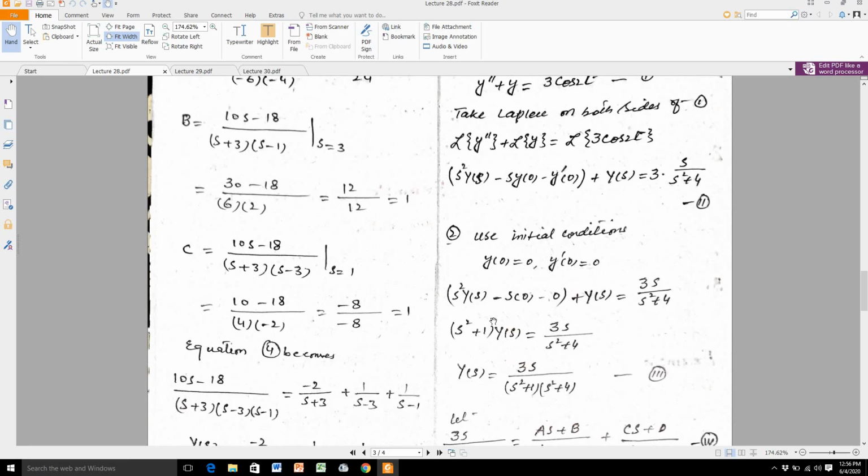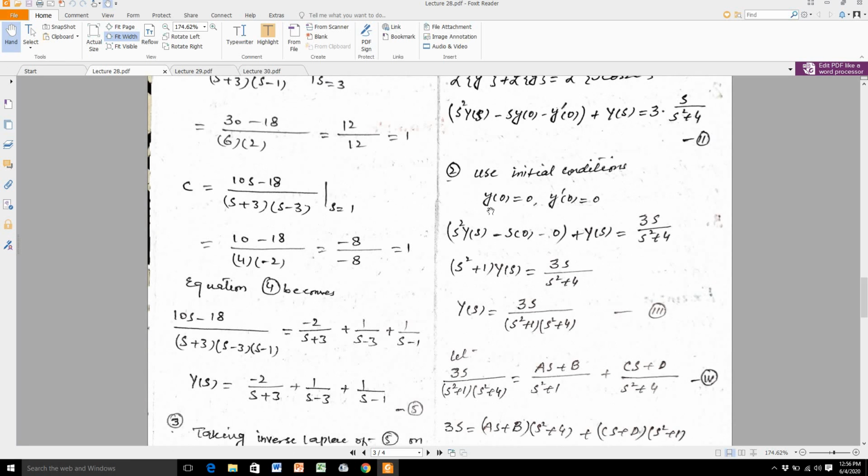Now we use the initial conditions that are given, that is y of 0 and y prime of 0 both are equal to 0. When you substitute these conditions in equation number 2, you get s square capital Y of s minus s into 0 minus 0 plus capital Y of s is equal to 3s over s square plus 4. Now collect the common terms.